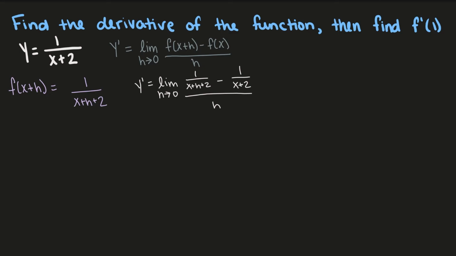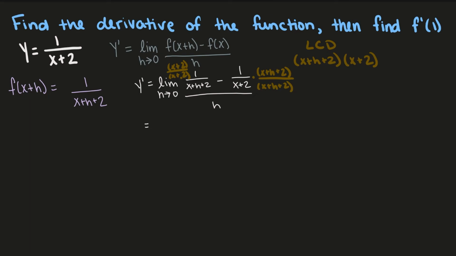Well, in our numerator, we have two fractions. So the way that we want to simplify these and consolidate these fractions is by finding the LCD of both of these fractions. So our least common denominator between x plus h plus 2 and x plus 2 is going to be those two factors multiplied to each other. That's going to give us our least common denominator. So for our first fraction, we'll need to multiply our numerator and denominator by x plus 2. And for our second fraction, we need to multiply our numerator and denominator by x plus h plus 2.